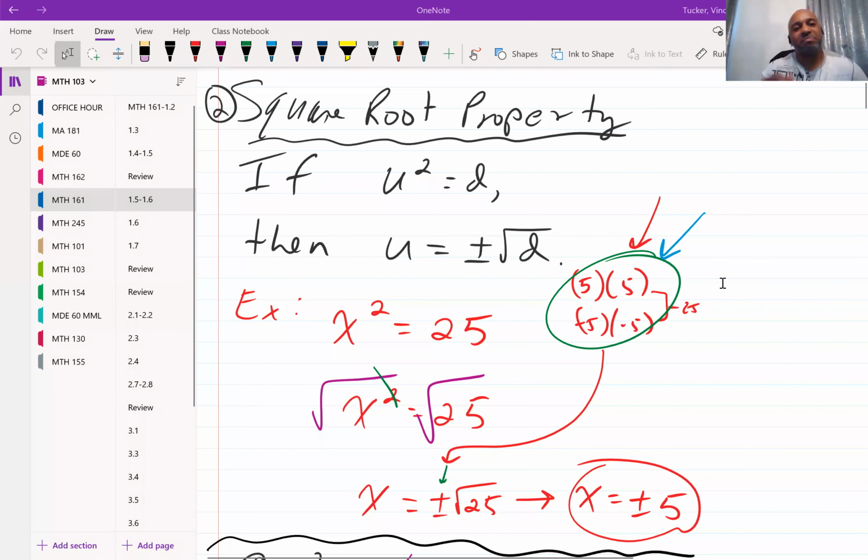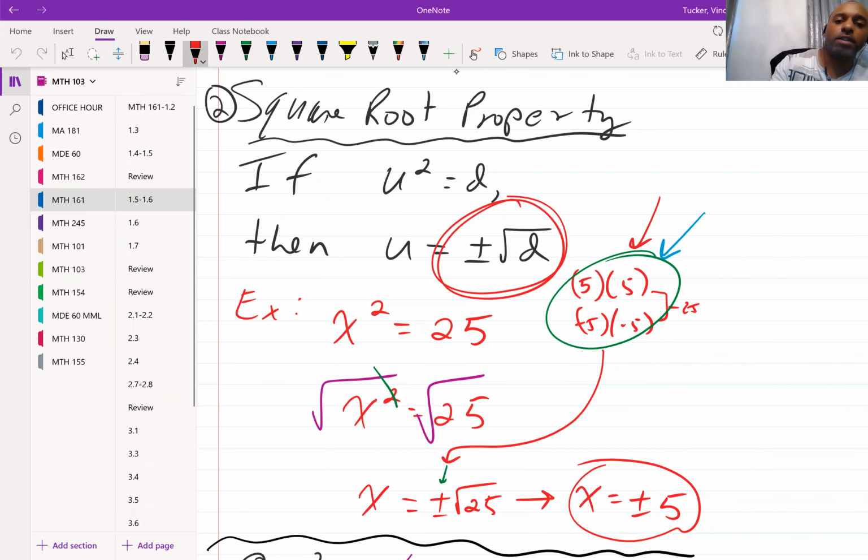All right. So the square root property, another way of solving quadratic equations, says if u squared is equal to d, then u is equal to plus or minus the square root of d. This is something you have to hold on to. Whenever you take the square root of both sides, trying to solve for your variable, decide where the square does not cancel. That's going to be plus or minus the square root of whatever's on the other side.